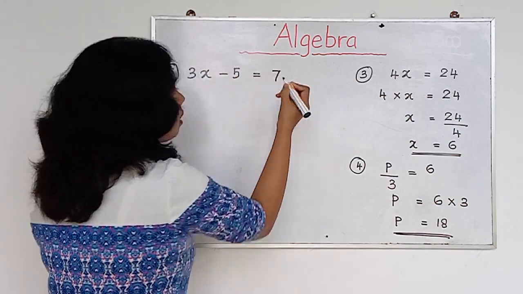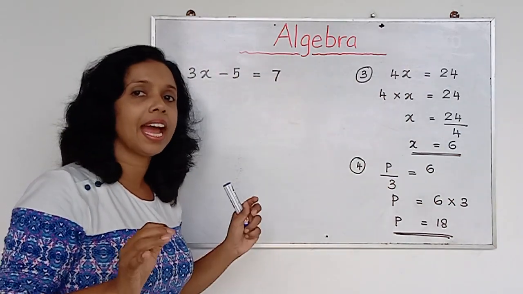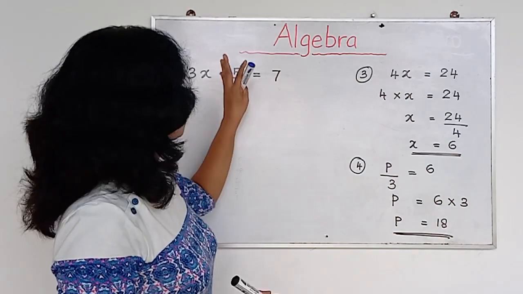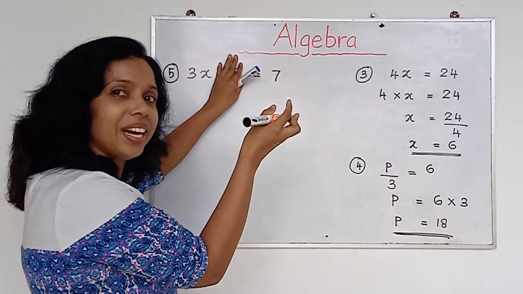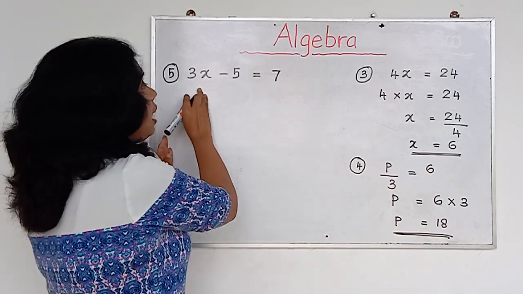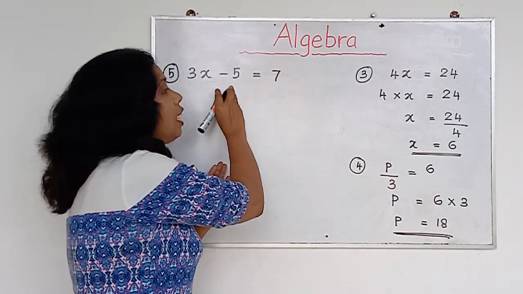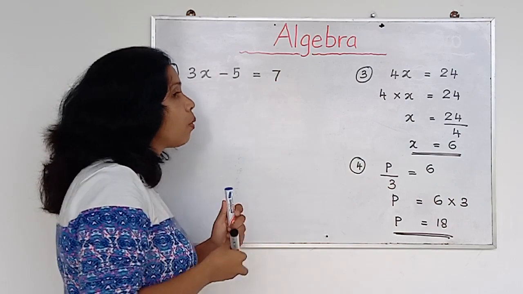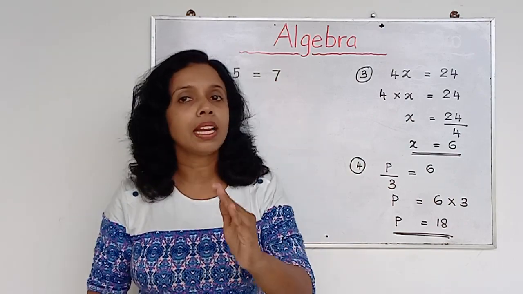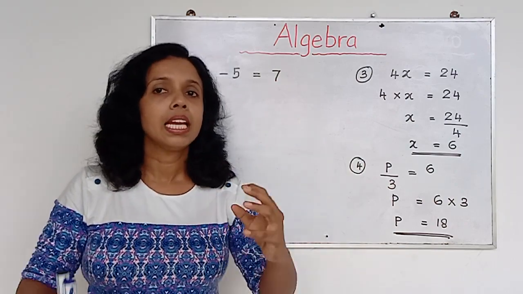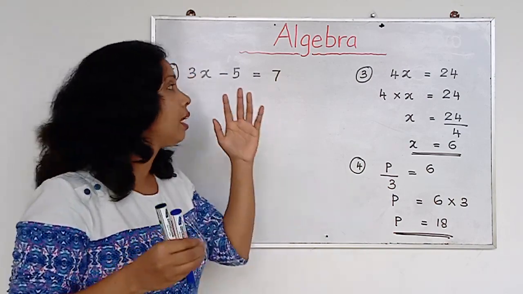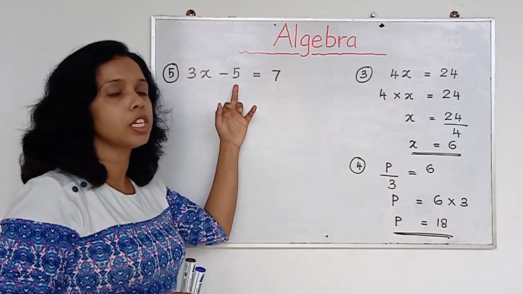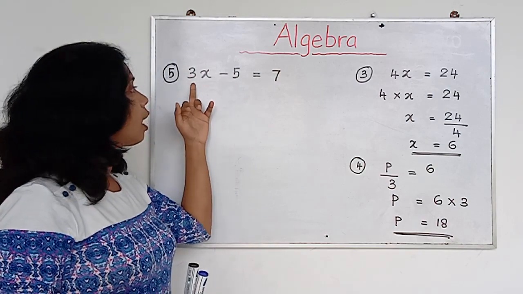Children, now look at this. Earlier we had something like 3x equal to something, only that. Now what happened? We have 3x minus 5 equal to 7. And also, can you remember, whatever number we had, it was attached to the unknown letter. But here, there is a number which is not attached to this unknown thing.